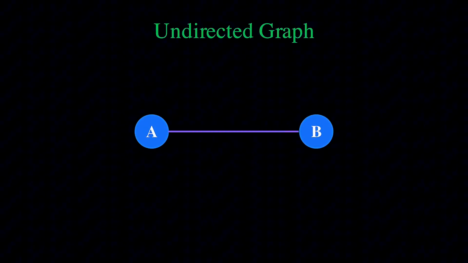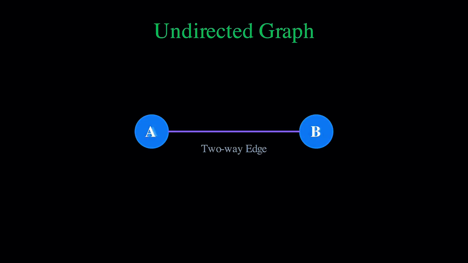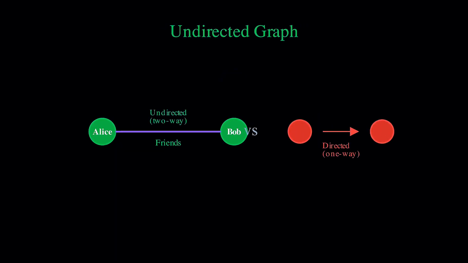In contrast, undirected graphs have two-way edges. If there's an edge between Alice and Bob, you can travel in either direction. Facebook friendships work this way. If Alice is friends with Bob, then Bob is automatically friends with Alice. The relationship goes both ways.